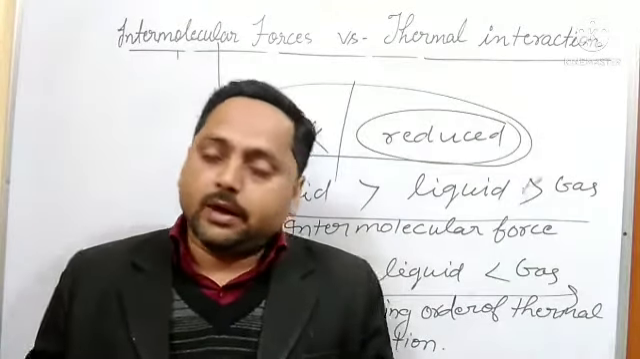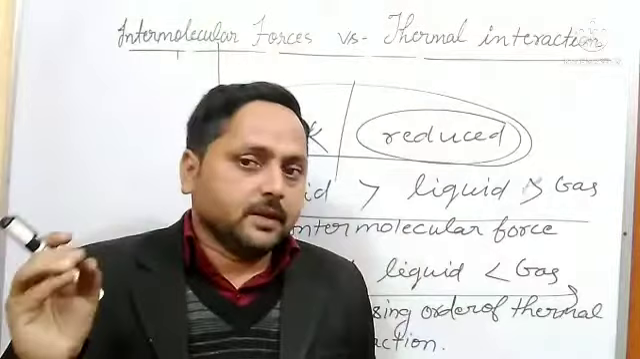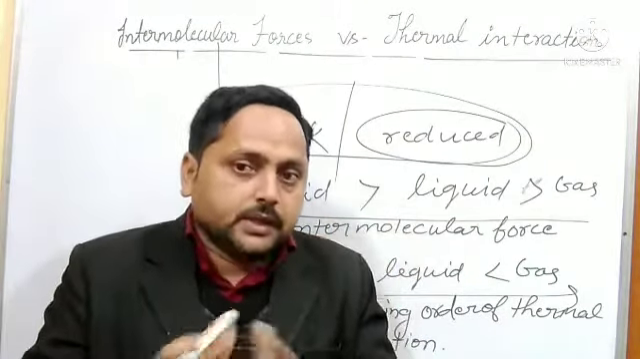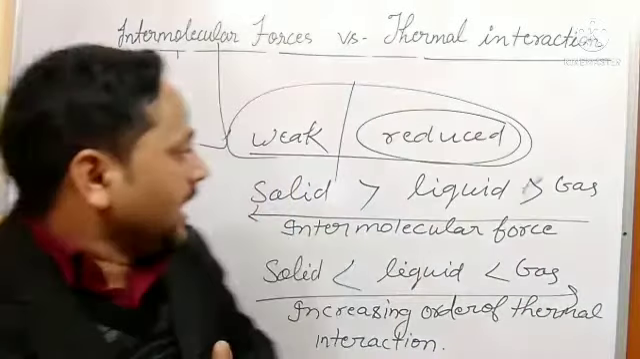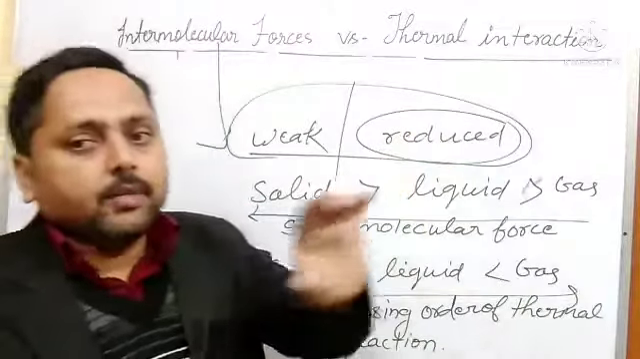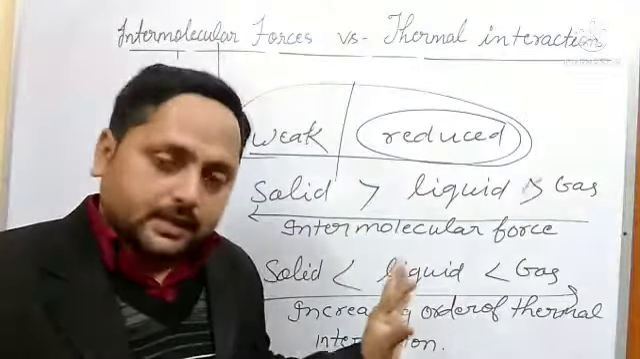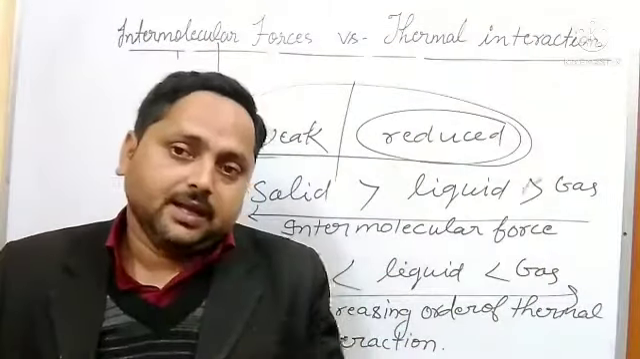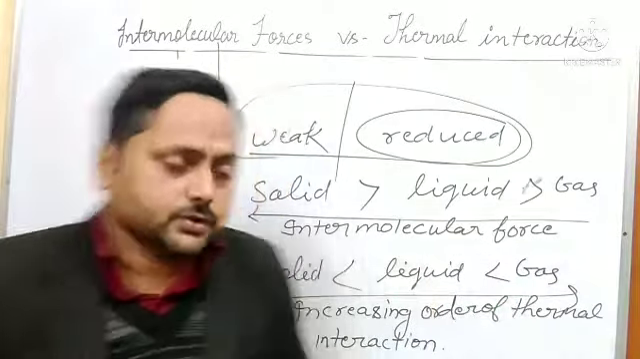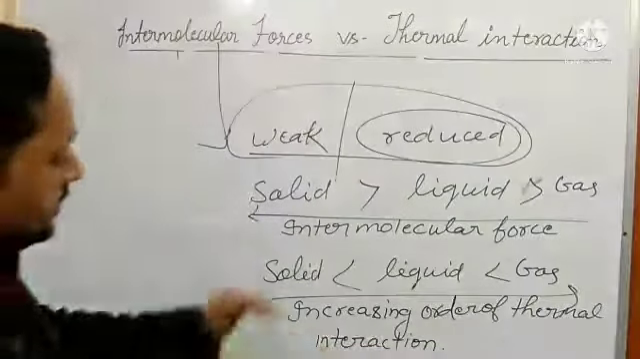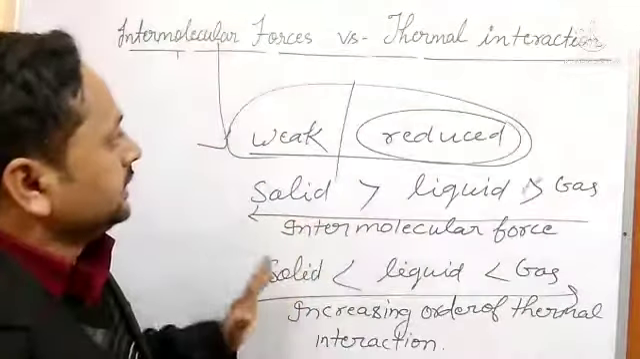When the van der Waals force, or intermolecular force, is very big and we reduce the thermal enthalpy of particles of the substance, then it can be liquefied. In other cases, where it is weak, it can be liquefied only by reducing the thermal enthalpy of particles. So this is the increasing order of intermolecular forces, and this is the increasing order of thermal enthalpy.